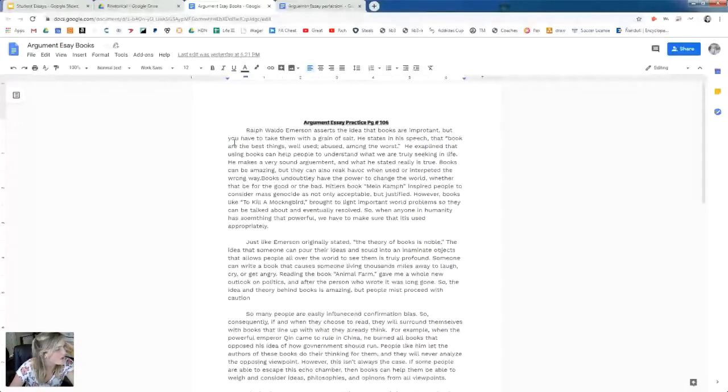So many people are easily influenced by confirmation bias, so consequently, if and when they choose to read, they will surround themselves with books that line up with what they already think. For example, when the powerful Emperor Qin came to rule China, he burned all the books that opposed his idea of how government should run. People like him let the author of these books do their thinking for them, and they will never analyze the opposing viewpoint. However, this isn't always the case. If some people are able to escape the echo chamber, then books can help them weigh and consider ideas, philosophies, and opinions from all viewpoints.